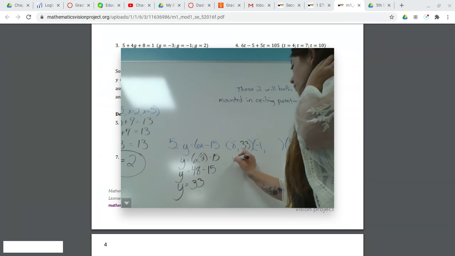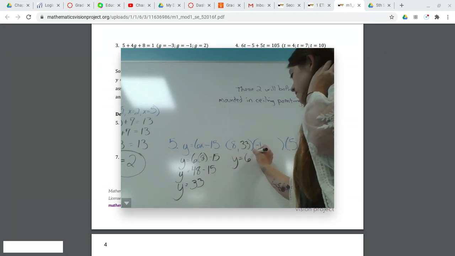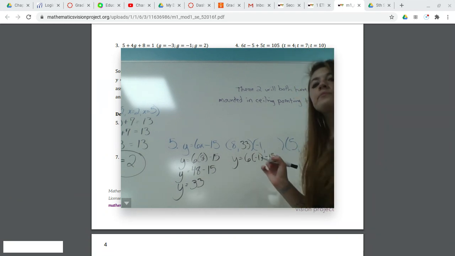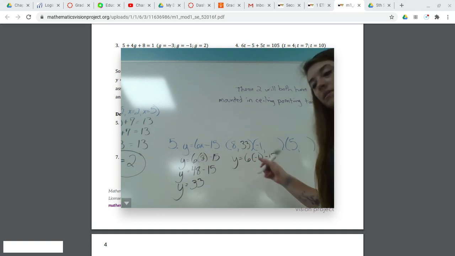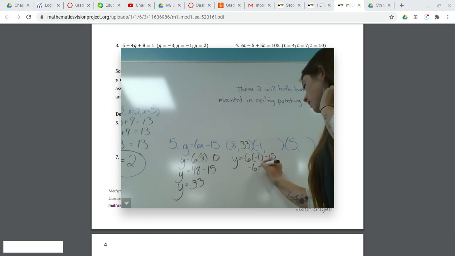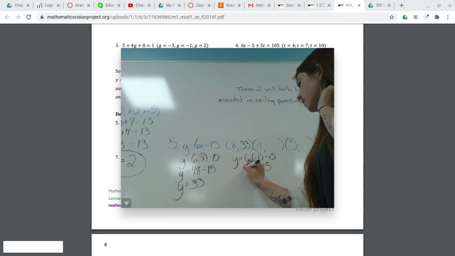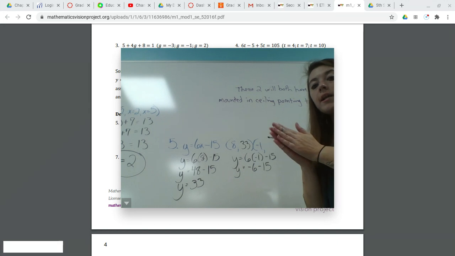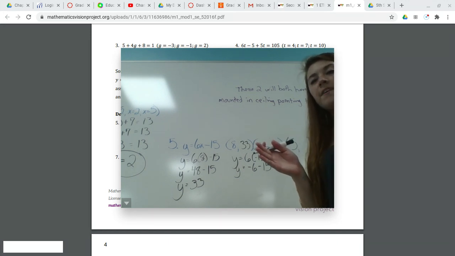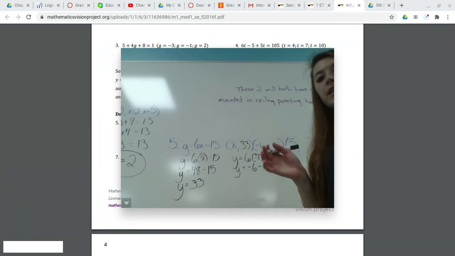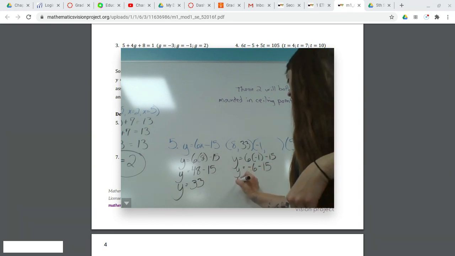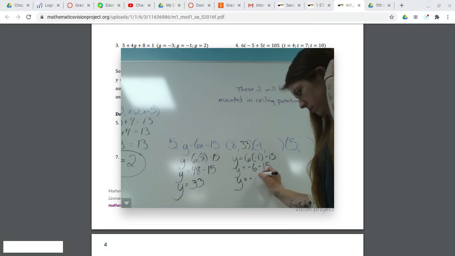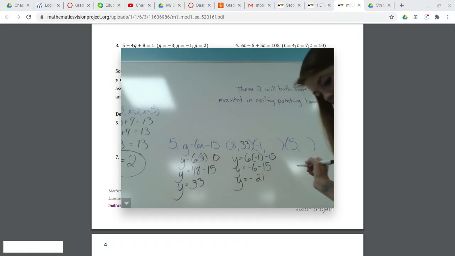So we're going to write y equals 6 times -1 minus 15. So we take our 6 times -1, which is -6, and write out our minus 15. Then we have -6 minus 15. So we're already at -6, and we're going to take away 15 more, so we're going to go further negative. So we're going to end up with y equals -21.